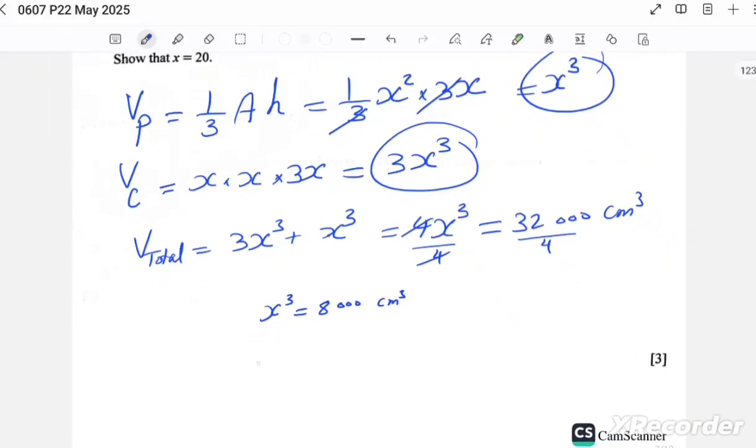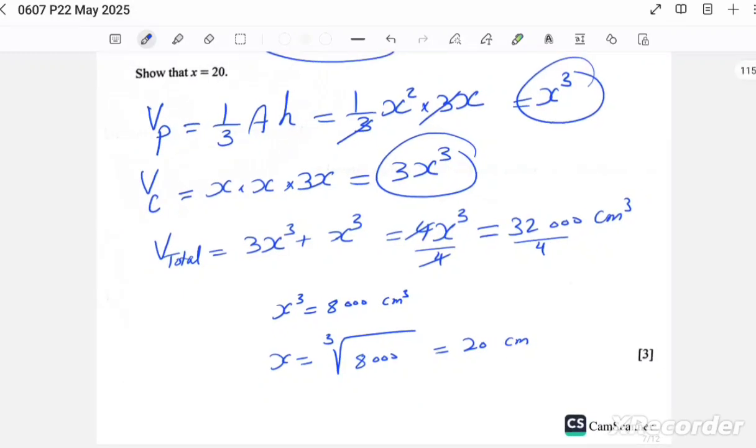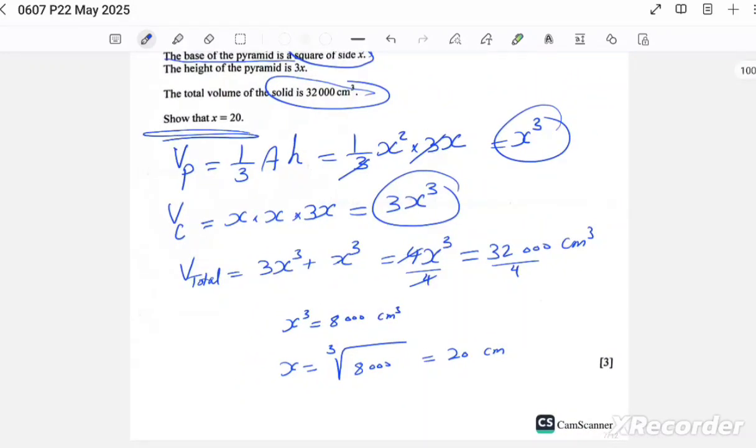So x is the cube root of 8,000. So the answer is 20 centimeters. And this is what they asked us to show. So, done.